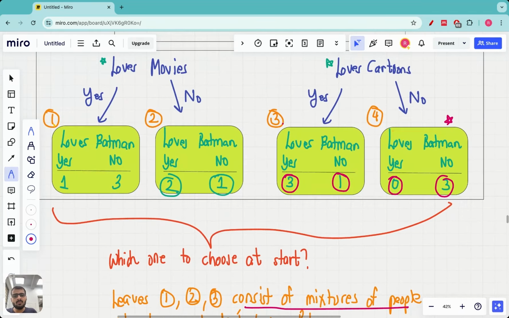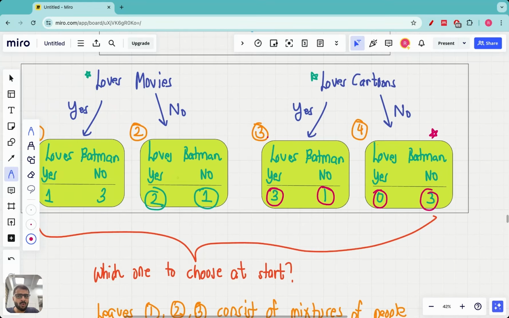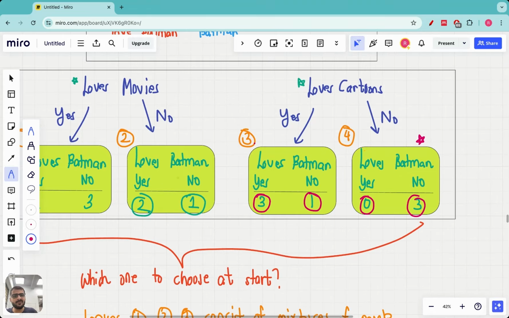Now, the more impure the leaves are, it's difficult to classify, right, whether they love Batman or not. So, we should not ask that question. So, we should look at questions which lead to purer leaves. For example, loves cartoons has a purer leaf. So okay, one leaf is impure, leaf number 3, but leaf number 4 is pure. All of them don't love Batman. This is great for our classification.